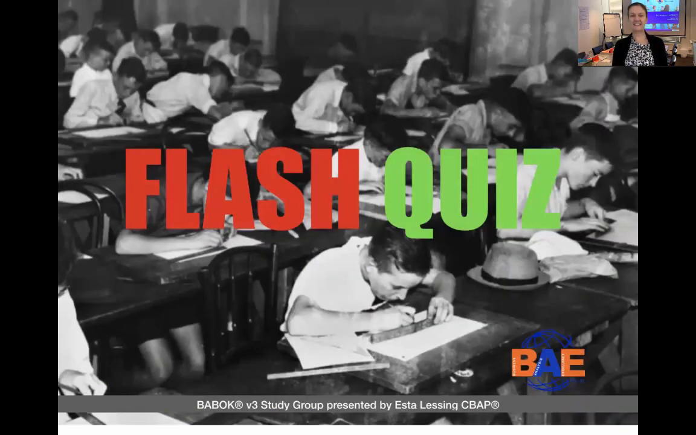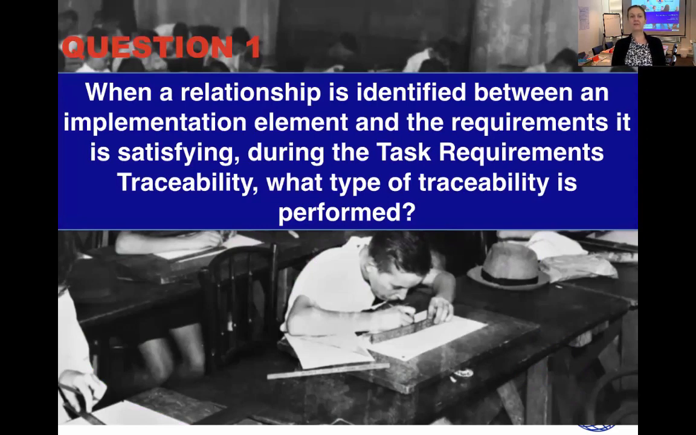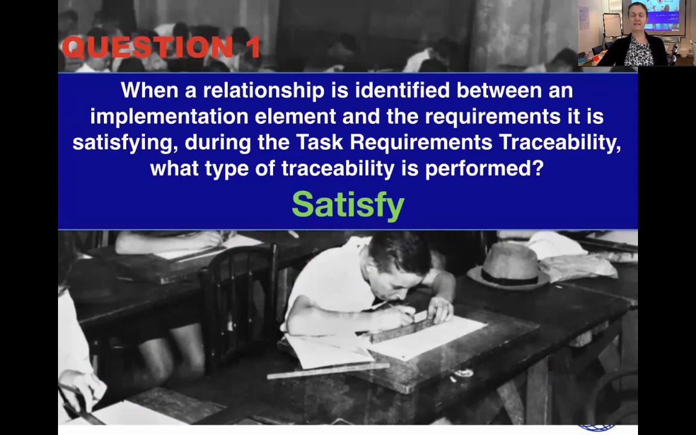Right, like I always say, this is the fun part. Let's see how much of all of these tasks you've understood, and do a very short flash quiz. The first question: when a relationship is identified between an implementation element and the requirements it is satisfying during the task requirements traceability, what type of traceability is performed? 3, 2, 1. Satisfy. Remember that category? I think that was the third category that we discussed.